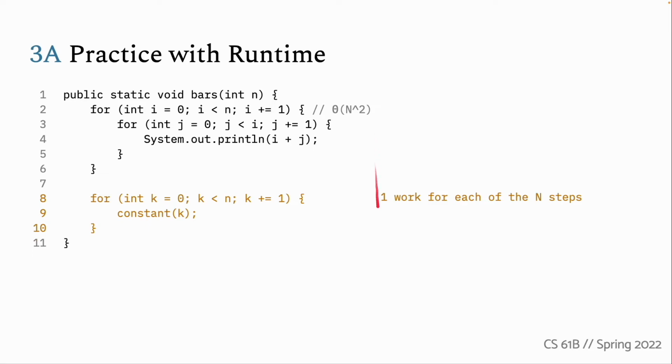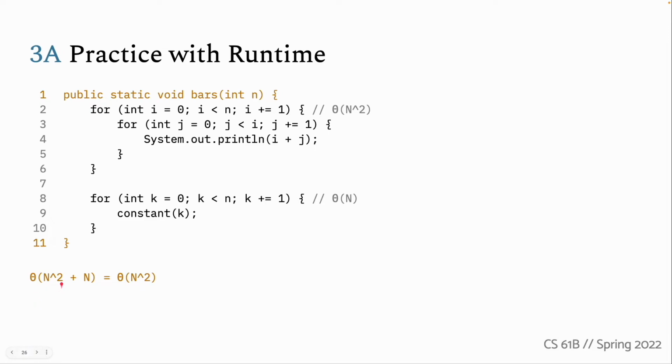So let's look at this lower for loop. This one, you just go from 0 to n. You're adding 1 each time, so you do 1 work for each of the n steps. So that's just going to be theta of n. Now for the full runtime of this whole function, we're going to sum up theta of n squared plus theta of n, and again, we're going to drop the lower order terms, which includes n now. And so we're going to end up with just theta of n squared as our final runtime. Okay, and that's our final answer here.